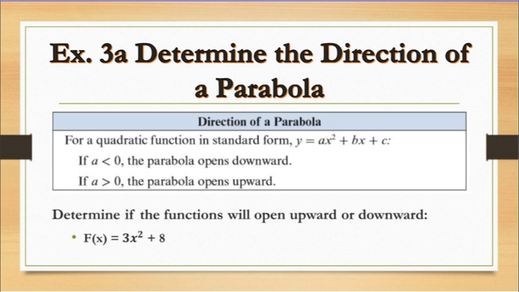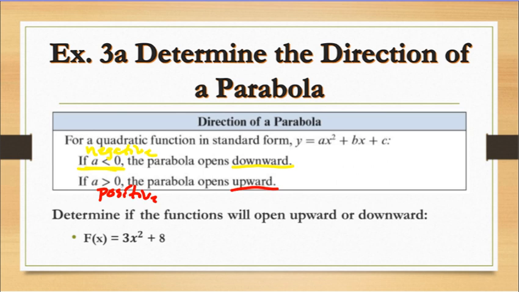Next, determining the direction of a parabola. So what I was telling you before, whatever's in front of the leading coefficient, if it's negative, it opens downward. If it's positive, it opens upward. So that's what this part is saying. When a is less than 0, which means negative, it opens downward. When a is greater than 0, which means positive, the parabola opens upward.